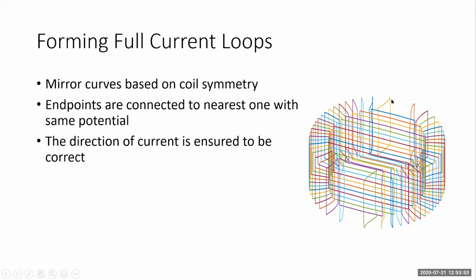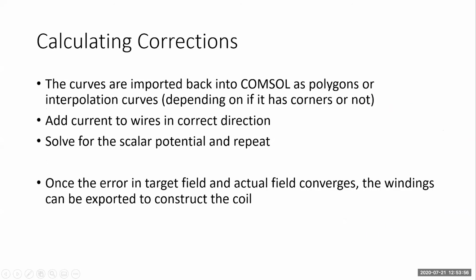And so then to calculate the corrections, we can import these curves back into COMSOL. If that curve does not have any sharp corners, you can use interpolation curve. Otherwise, you can use a polygon. Polygons are a bit slower, but you can have those sharp corners. You can add currents in the correct direction and then use that to solve for the scalar potential. Put it back in, take the curves back into COMSOL, and repeat the whole process.